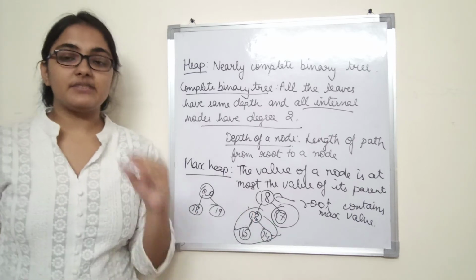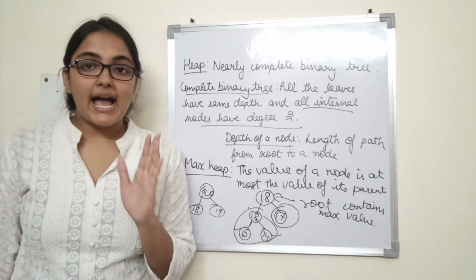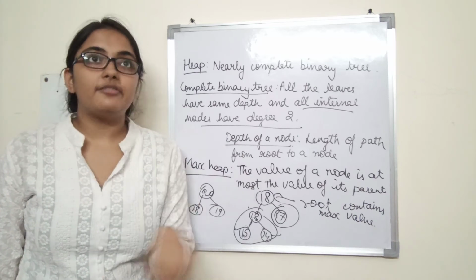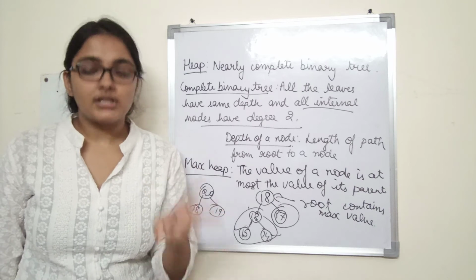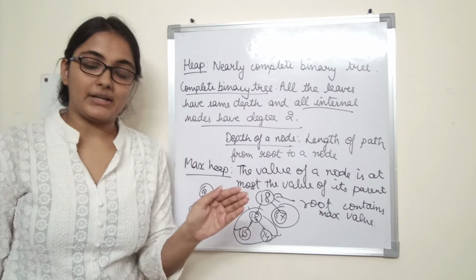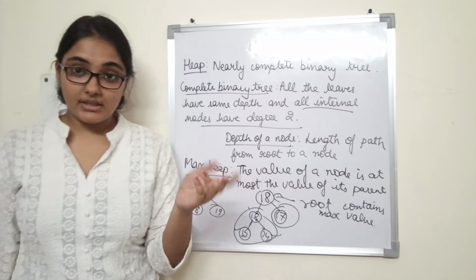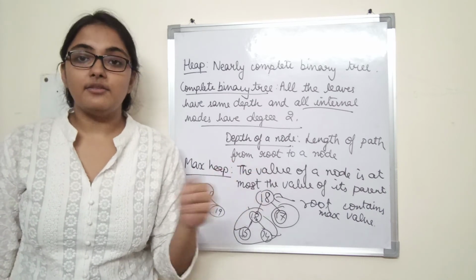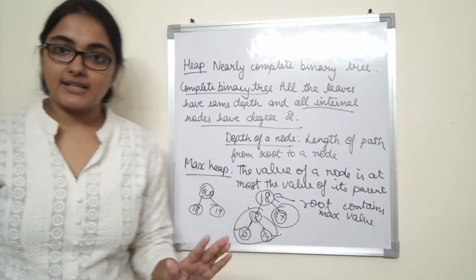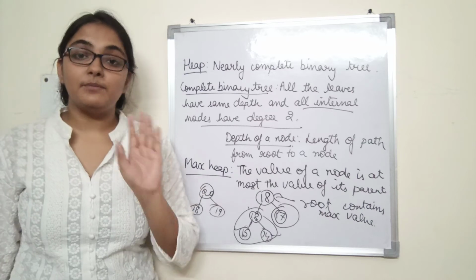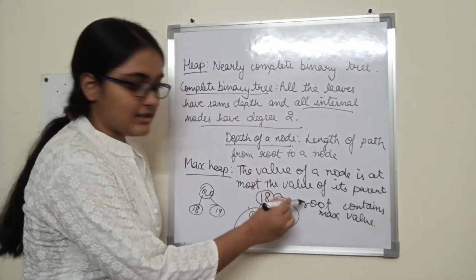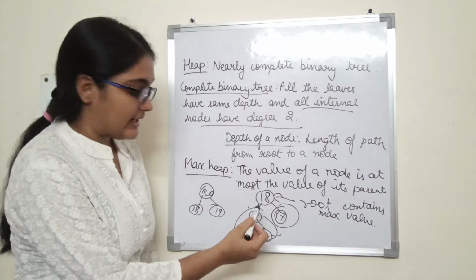In simple terms, if I define it, the root has to have the largest value. Out of the left child, right child and root, the root has to have the maximum value. That is the heap property. As we go further and look at more examples, it will be more and more clear. As of now, just understand the root has to have the maximum or the greatest element. In this tree, this is the root and it has to have the maximum value, that is 18.